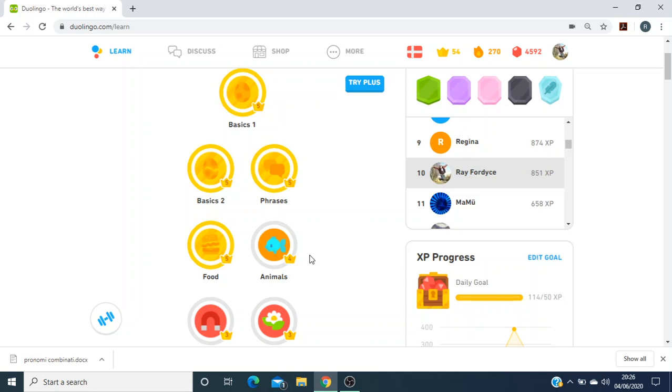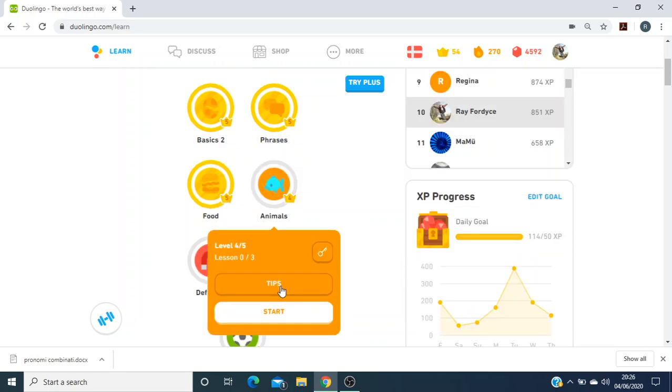Adventures learning Danish with Duolingo. So today we're going to look at animals. Let's have a look, see if there's any tips. Let's see what the tips say.